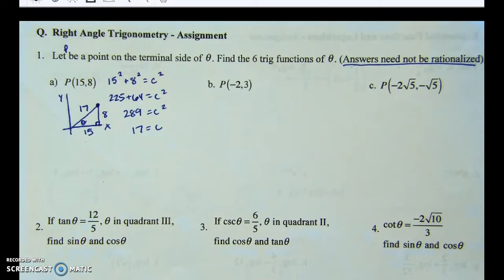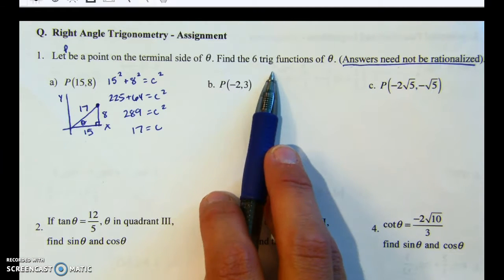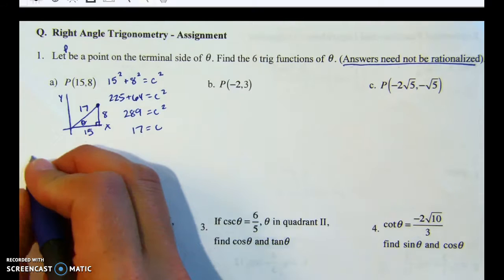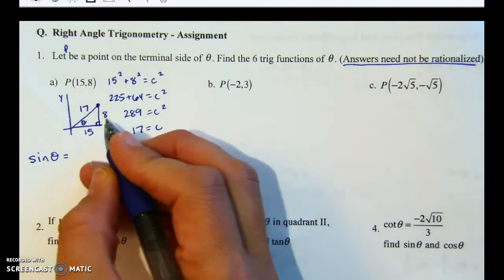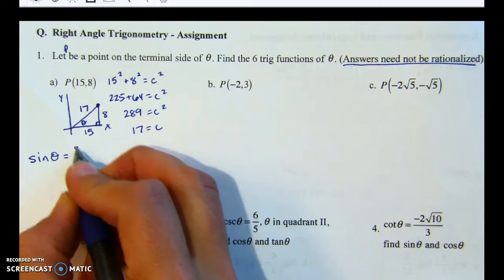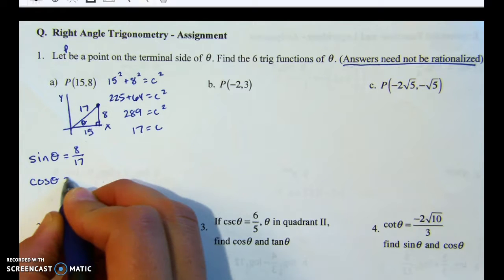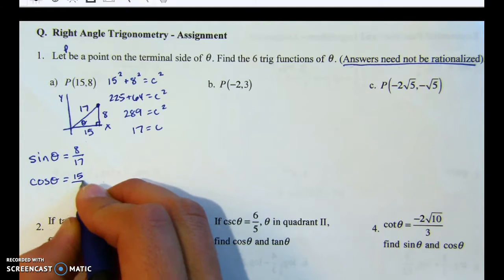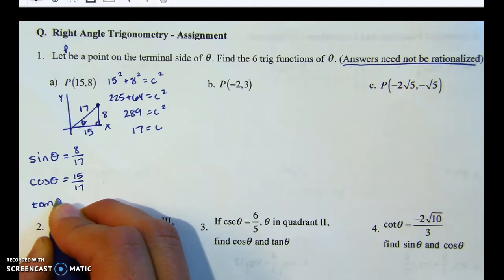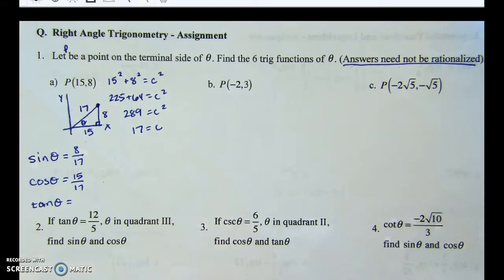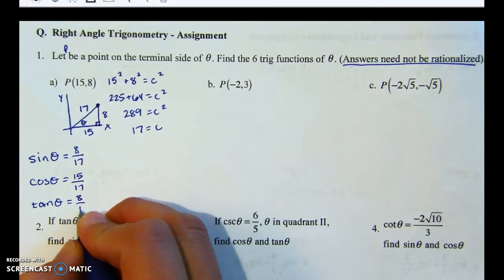Okay, now that you have all 3 sides of the right triangle, read the instructions. We're going to find all 6 trig functions. So make sure you write sine of theta. Sine is equal to opposite over hypotenuse. And this should be review. If you're wondering how is she doing this, where is this coming from, you need to go check your trig notes from the school year, or look up right triangle trig. Tangent is equal to opposite over hypotenuse, so 8 over 17.